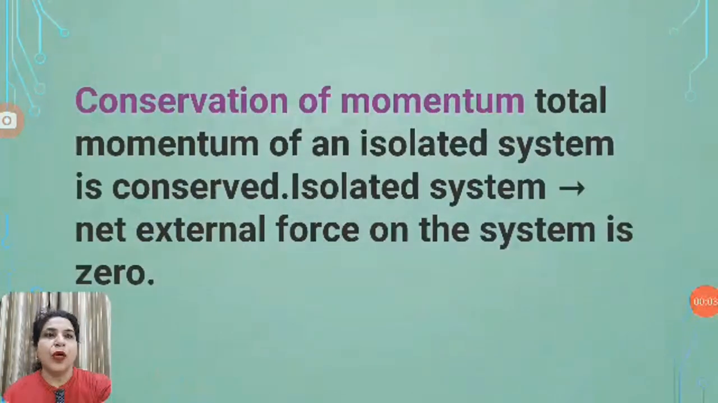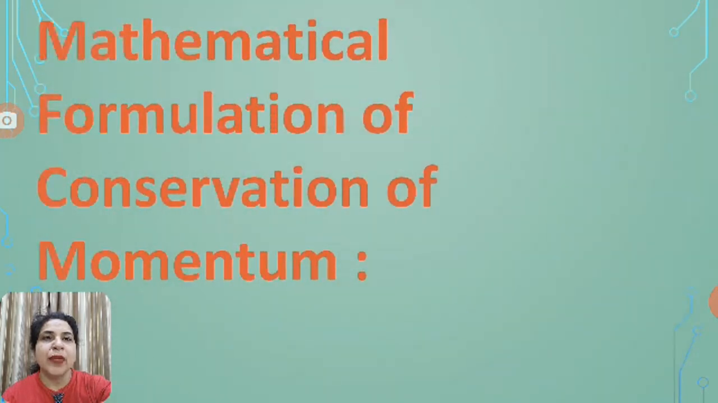Now, the law of conservation of momentum. The total momentum of an isolated system is conserved. Isolated system means no external force on the system. It means that in a system, if no external force is applied, then the total momentum of the system remains conserved. This we can prove mathematically.